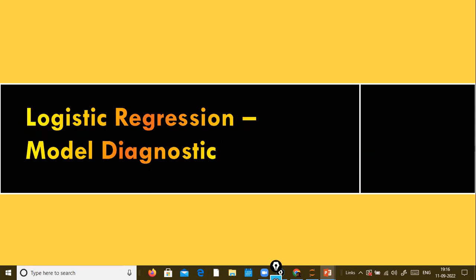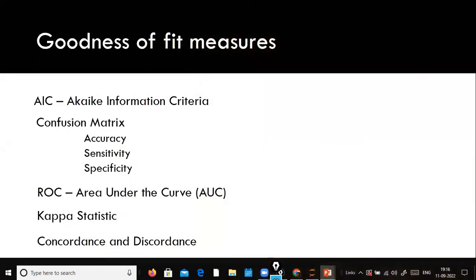Similarly, what kind of metrics are needed in order to evaluate how good my model is at predicting? What is the accuracy of the model? You have something like the AIC, Akaike information criteria. The lesser the AIC, the better the model. The lesser the value of your AIC, that model is good. And apart from this, we have the confusion matrix.